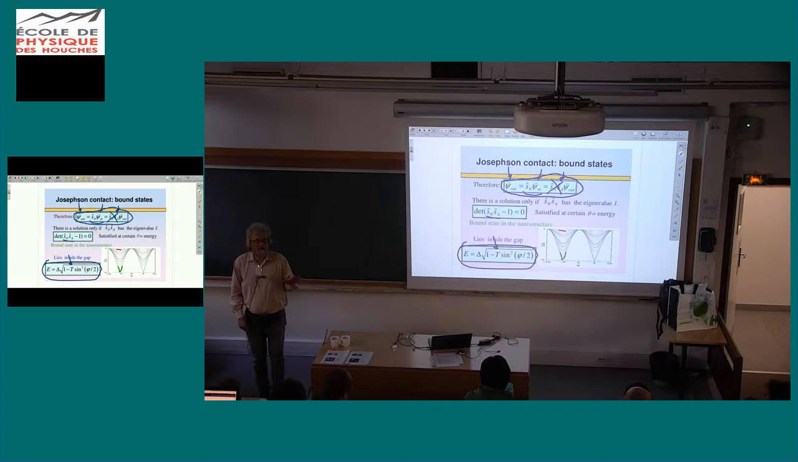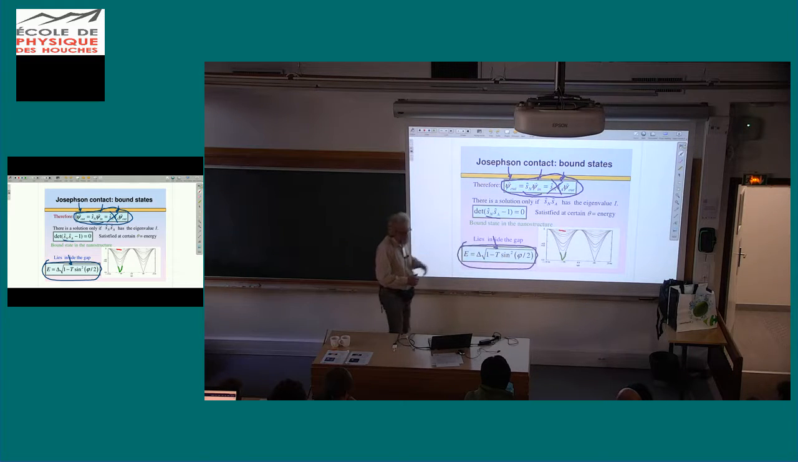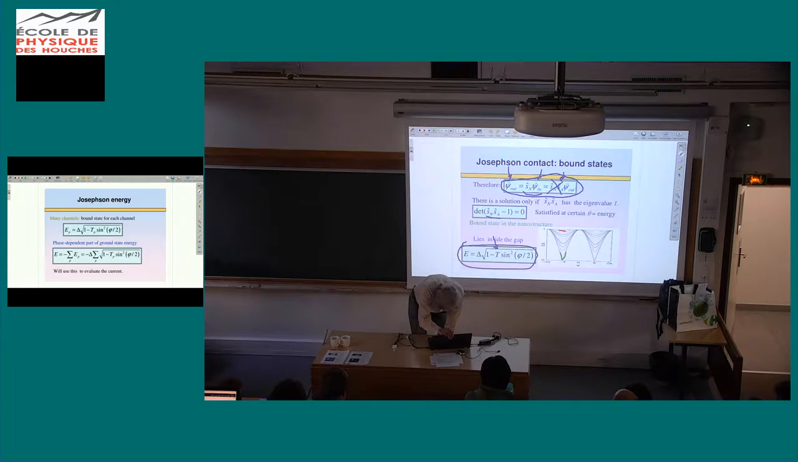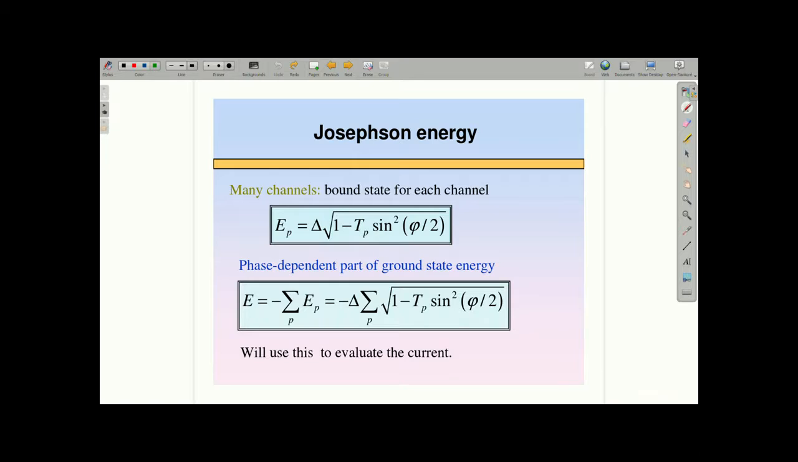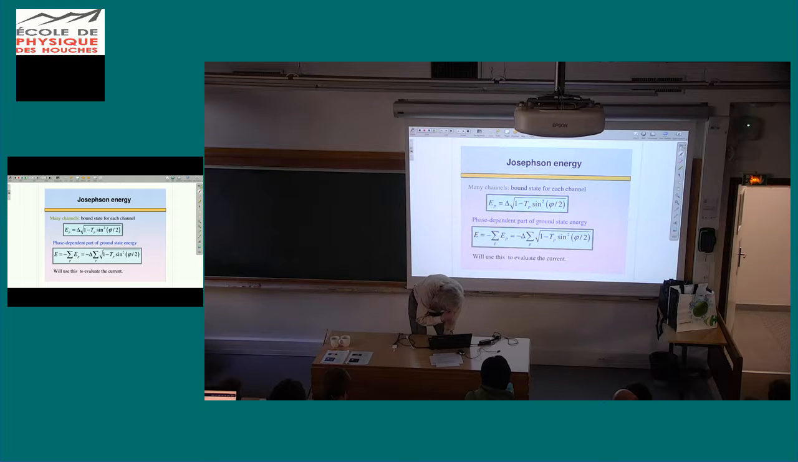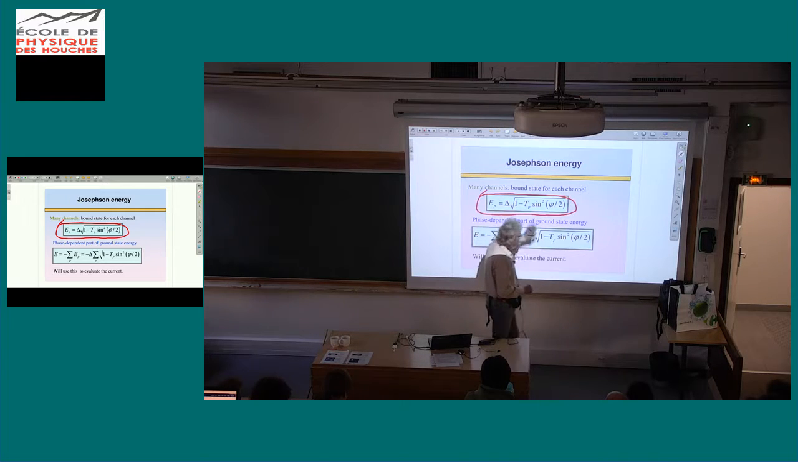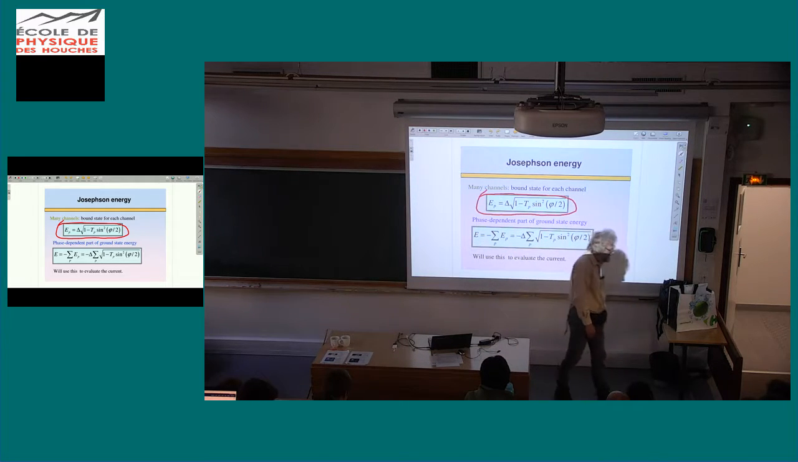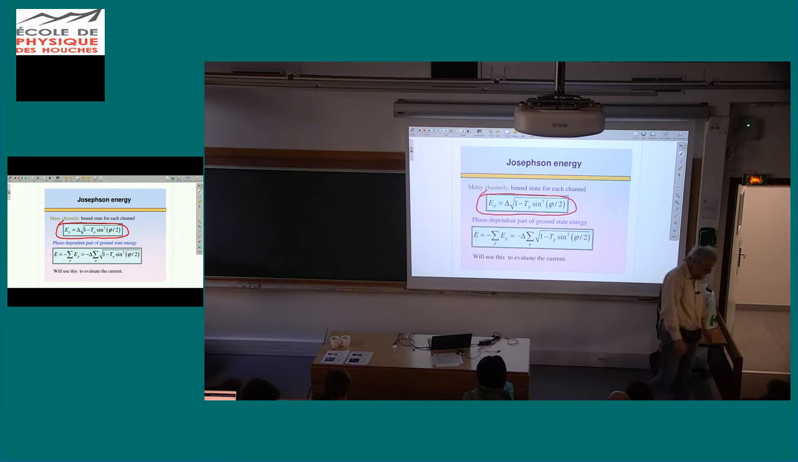So the summary is that in any structure, in any junction between two superconductors, one can realize these bound states with energies dependent on the phase. Since it depends on the phase, we can have superconducting currents. Right, so for many channels, we have these energies. Okay, at the moment these are positive excitation energies.